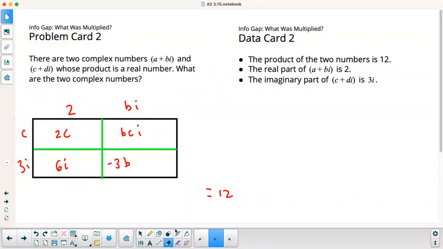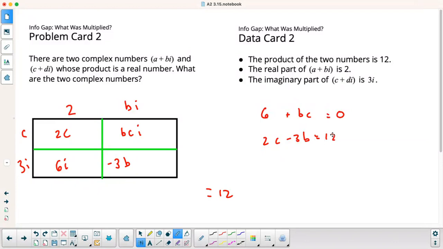All right, so let's see if we can make some equations. So we know that these two cancel out. So if I add them up, I get 0i, really. So really it's 6i plus bci equals 0i, essentially. So since they all have i's, we really don't need them. We could divide the whole equation by i to get rid of it. So that makes a little bit more sense there. And then these two, if you add these up, we get 12. So we're going to get 2c minus 3b equals 12.